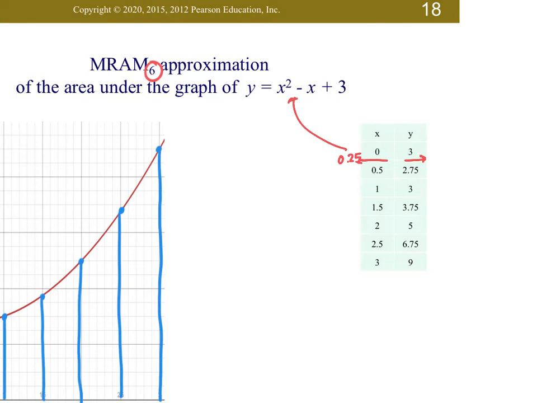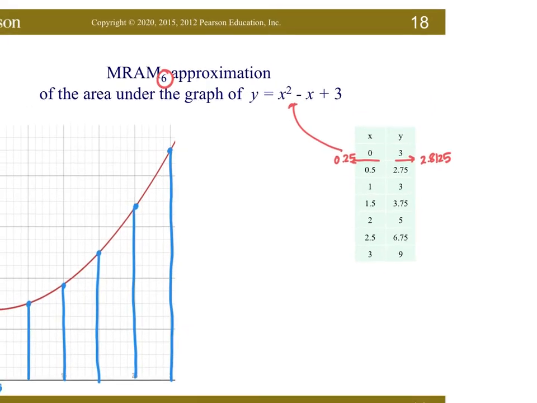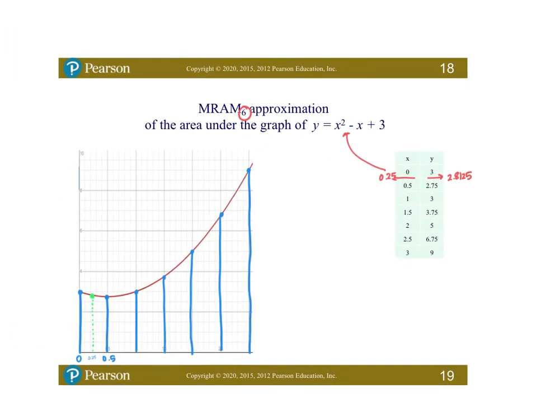So if we take 0.25 and we square it, and then we subtract 0.25 and then we add 3, we get 2.8125. Okay, so notice that's not perfectly in between 3 and 2.75. So how does that help us find our R number 1, our rectangle number 1? So here we go. It's going to be that tall.